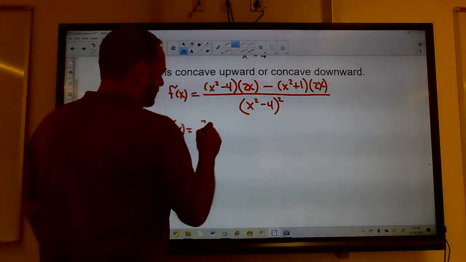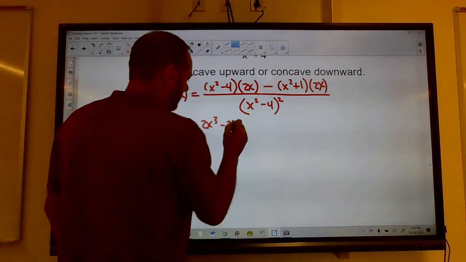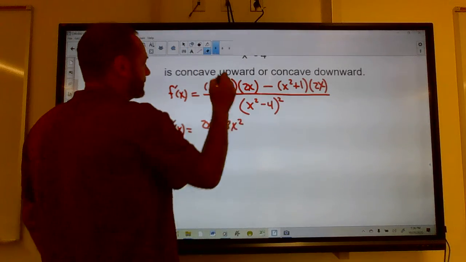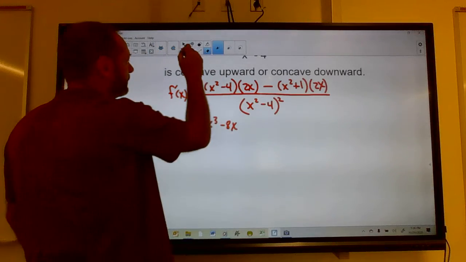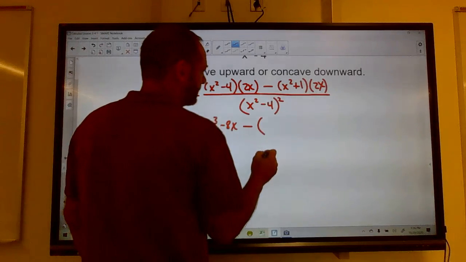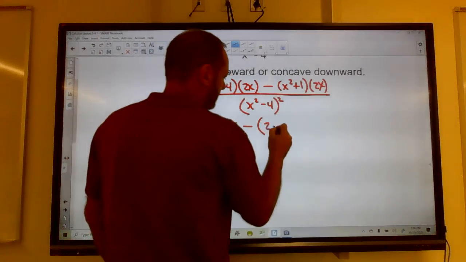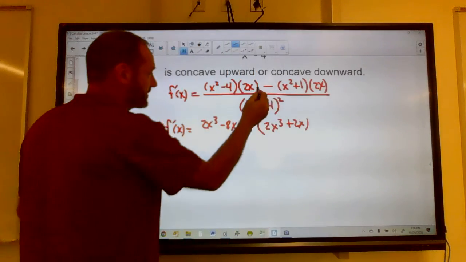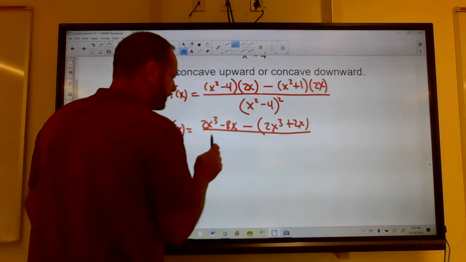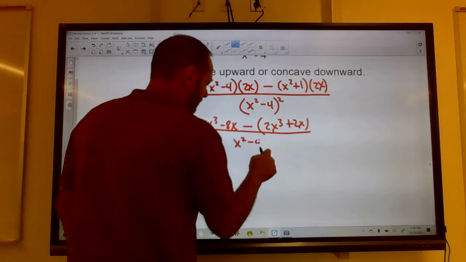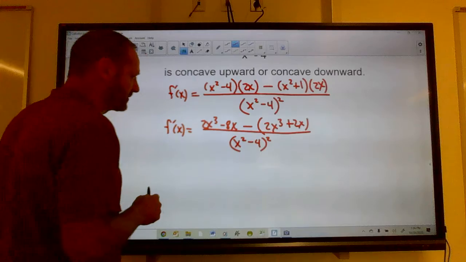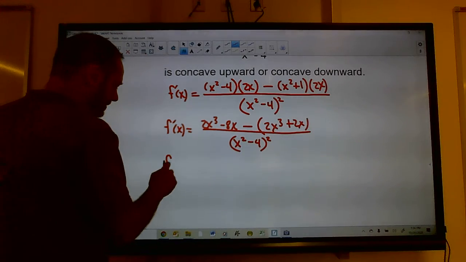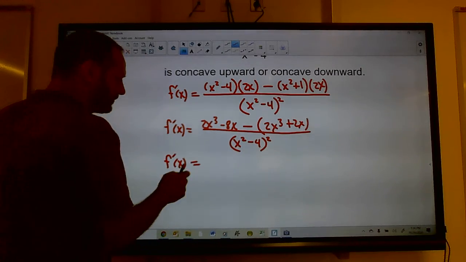This is going to be 2x cubed minus 8x minus 2x cubed plus 2x. Remember, that's all in parentheses because it's minus all that stuff over x squared minus 4 squared. I think it's easiest to just leave it like that. So f prime of x.